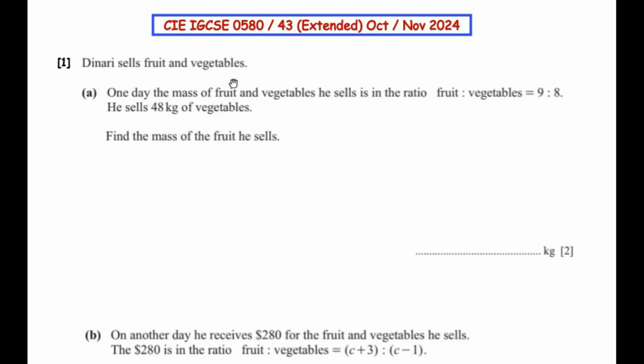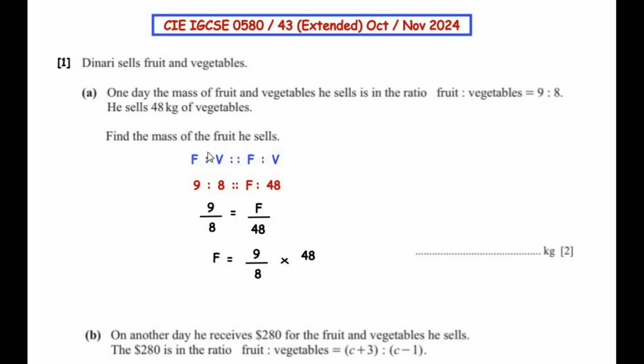So let us try to understand the question first. Dinari is selling fruits and vegetables, and one day he sold the mass of fruits to vegetables in the ratio 9:8 and sells 48 kgs of vegetables. Since we need to find out the mass of fruits, this question is related to proportions. So let us make a proportional relationship here. The ratio of fruits to vegetables is proportional with the ratio of fruits to vegetables.